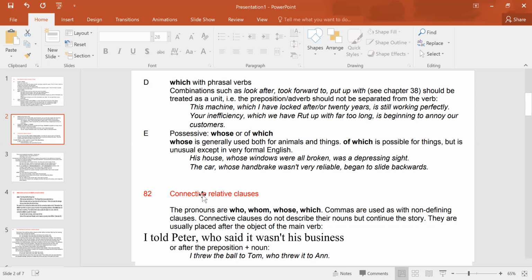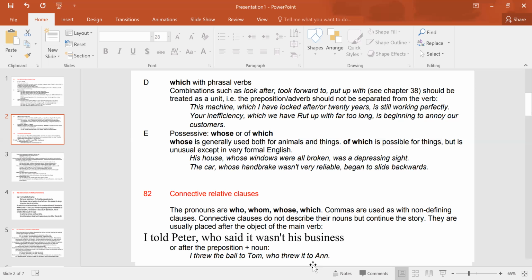The next, or third, kind of relative clauses is the connective relative clauses. The pronouns are who, whom, whose, which, etc. Commas are used as with non-defining clauses, so we can similarly use commas with these connective relative clauses as well. Connective clauses do not describe their nouns but continue the story.